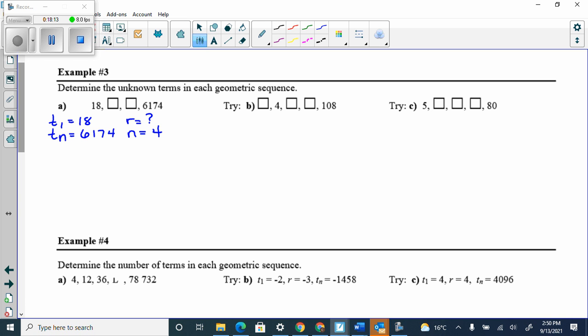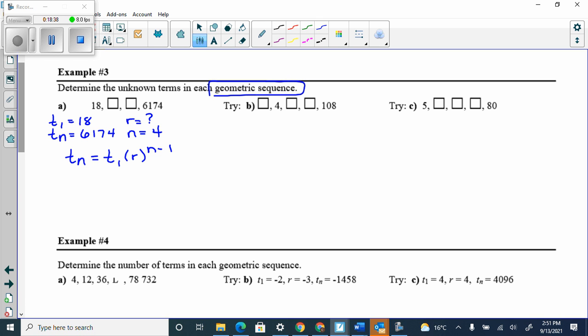Yeah, so we need to actually plug it into our formula. You guys have formulas on your formula sheet, right? So we need to fill it into the Tn equals T1 times R to the n. Why am I filling it into this one? Because up here, it says it's a geometric sequence. If it said it was arithmetic, I would fill it into the other Tn formula, right?